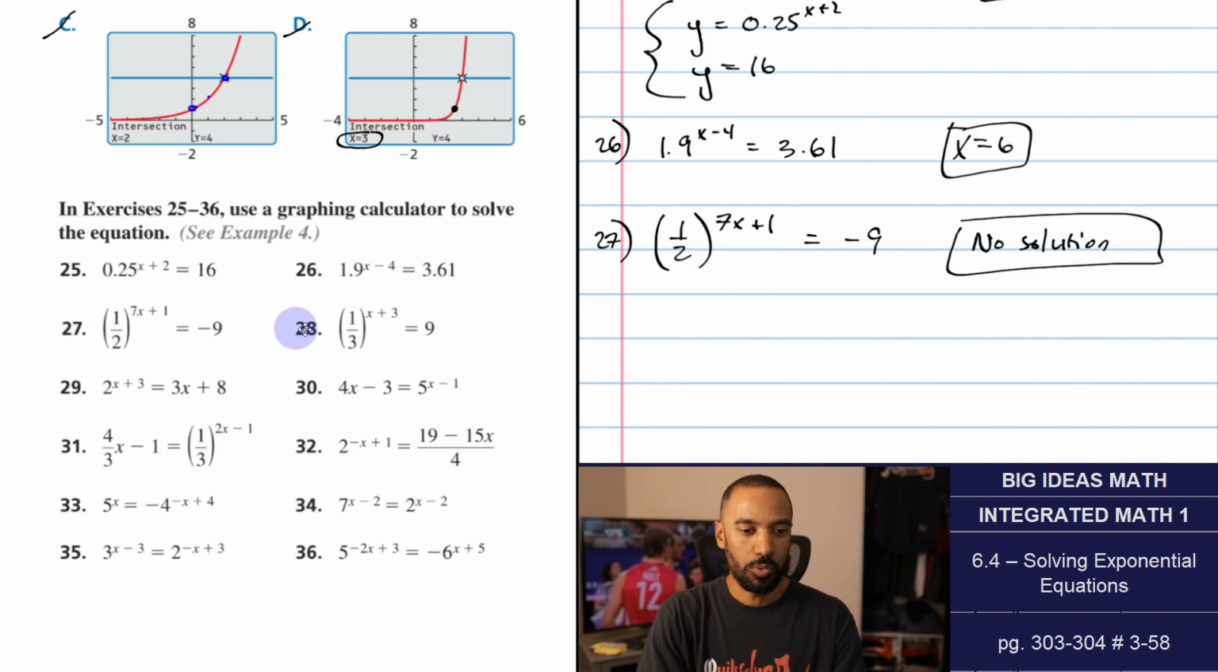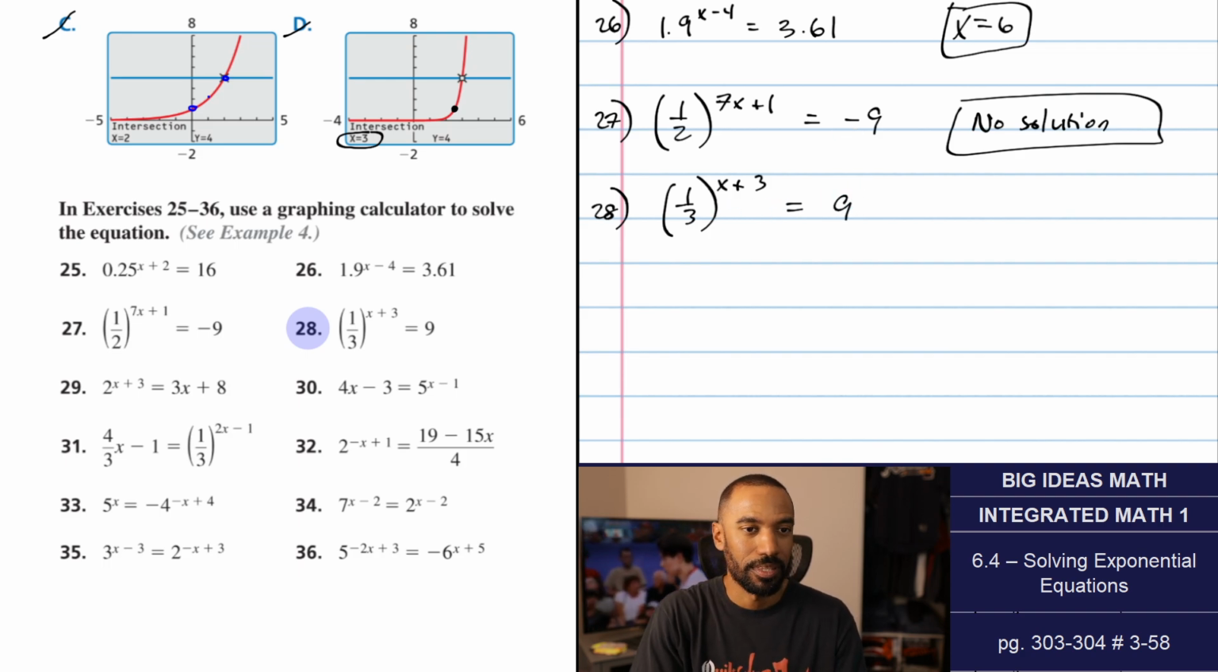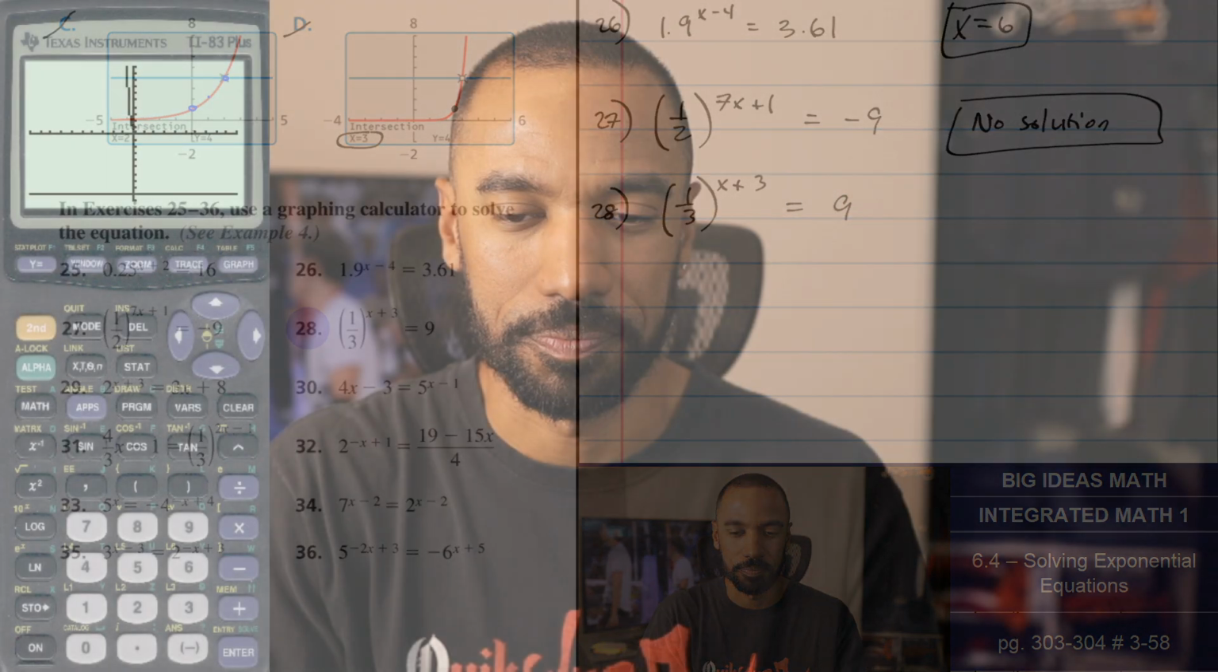Now, number 28 could work possibly with this, meaning it will have a solution somewhere, and I could match bases this time. So maybe that's why they gave us one that couldn't match bases, because it wasn't going to have a solution anyway. This one you could match bases with 3. I don't know why they don't have us do it without a calculator on those ones. 1/3 to the x plus 3, and then +9. Okay. So we're going to see up here, probably intersect around -4, it looks like, because that goes across.